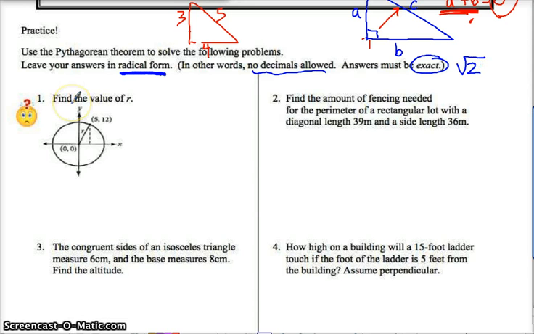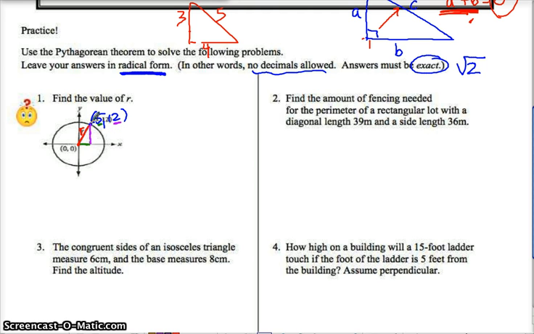Okay, so here, this first one is in a coordinate system. And this point right here is 5, 12. So we have to find r. Well, what is r? R is the radius of this circle. This point here is the origin, so it's 0, 0. So we're trying to find the length of r. Well, if you start at the origin, this ordered pair tells us we're going to go right 5 units, and then we're going to go up 12 units.